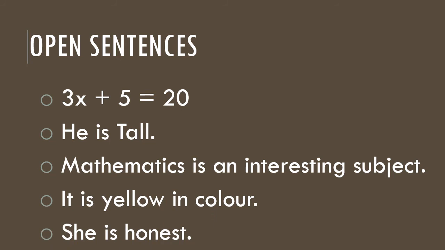Let's discuss the first. 3x plus 5 is equal to 20. This really looks like a statement, but for different values of x, its truth value will change. When x equals 5, the statement is true, that is 3 into 5 plus 5 is equal to 20. The statement is true only when x equals 5. For all other values of x, this linear equation is false. So its truth value is changing for different values. Hence this is an open sentence. It is not a statement.